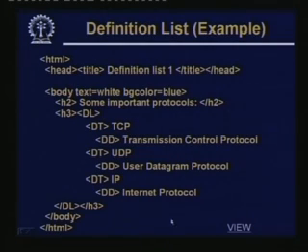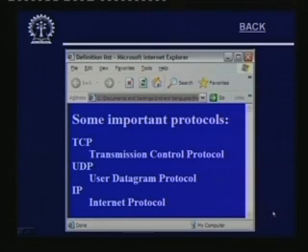Now, let us take a complete example. This is a complete example which illustrates the use of a definition list. It is the same example that I have shown in the previous slide, where this is encapsulated within H3 to make it appear bigger, and of course, there is a heading H2, some important protocols. This is the file. Now, if we display this on a browser, we see something like this.